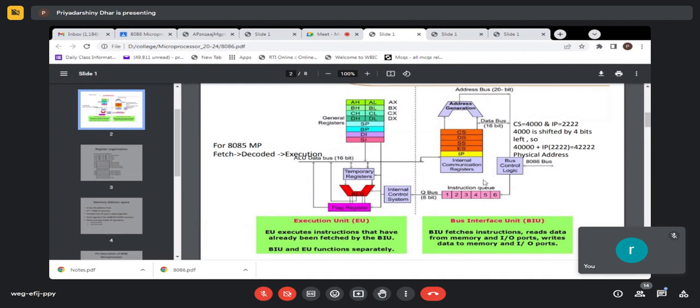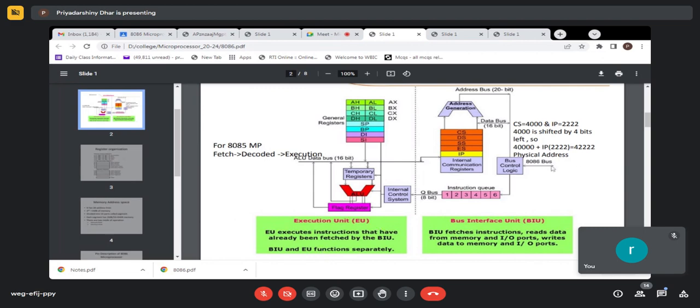Now the bus interface unit is connected to the memory chip and input output device. Here on the right side, I connect the memory device. The bus interface unit can fetch the instruction from the memory device, read the instruction from the memory device, and write into the output device. That is the responsibility of the bus interface unit. Now the execution unit is only responsible for the execution part. That I will explain.